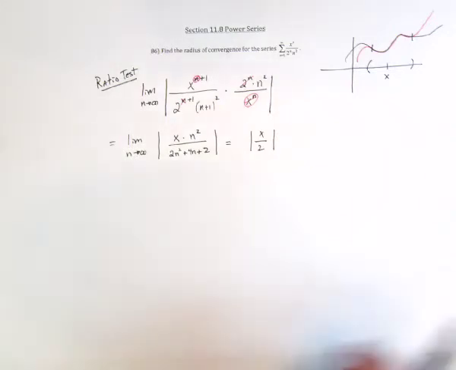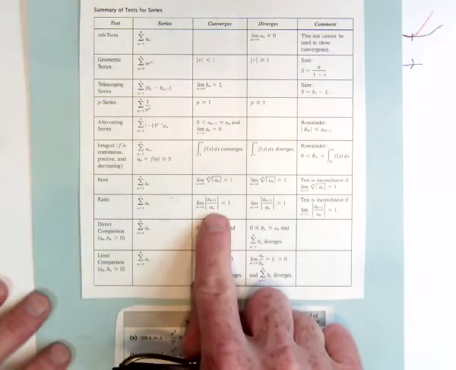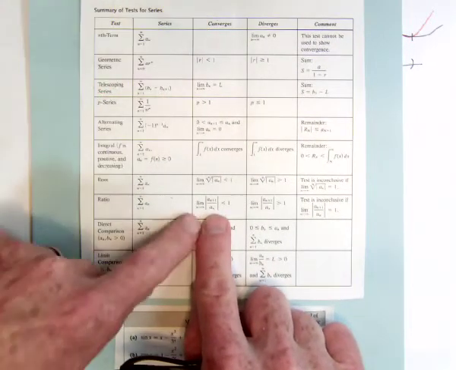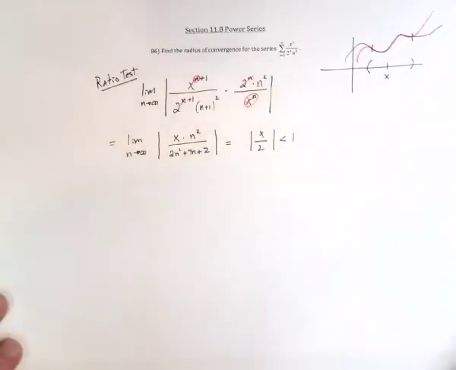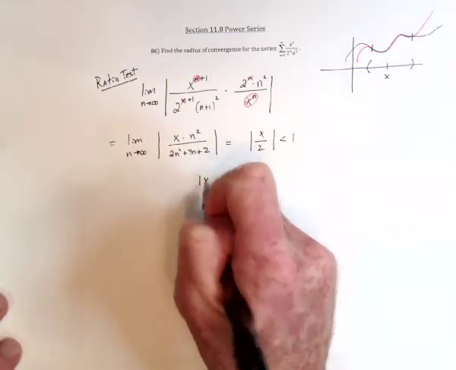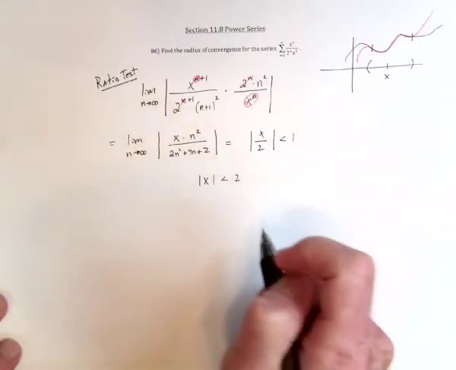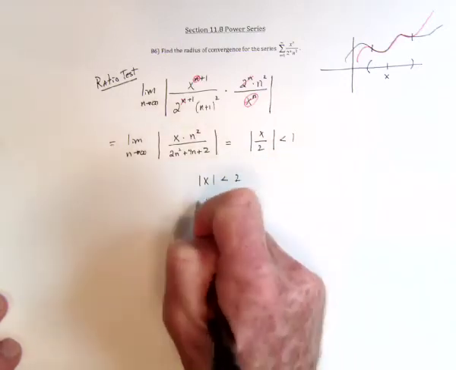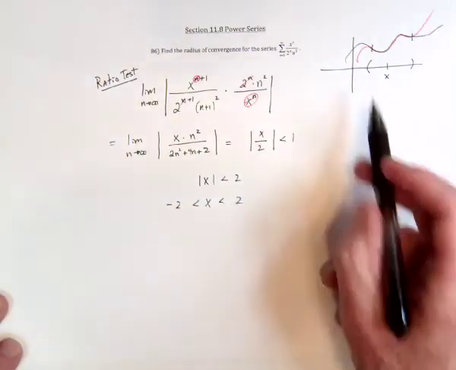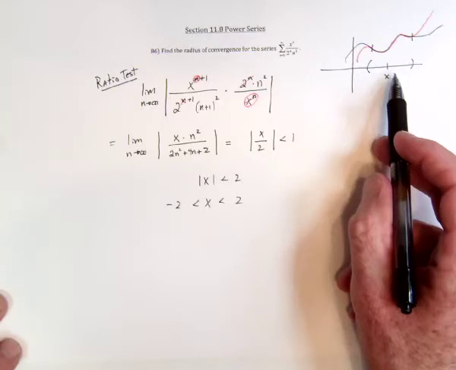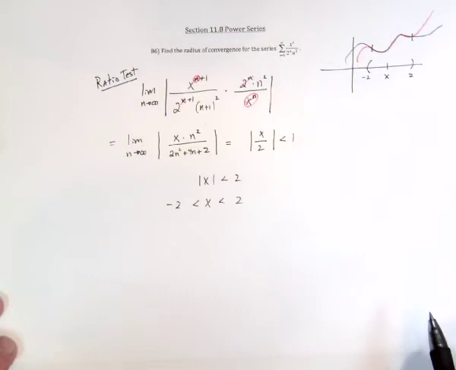So then we're doing the ratio test, which says in order for it to converge, then you need it to be less than 1. So you say this has to be less than 1, which means that in absolute value, x needs to be, if you multiply by 2, less than 2. Or in other words, x ranges between -2 and +2. So my picture doesn't correspond to positive and negative values, but that's the idea, that you've got a range of values that it will converge for.